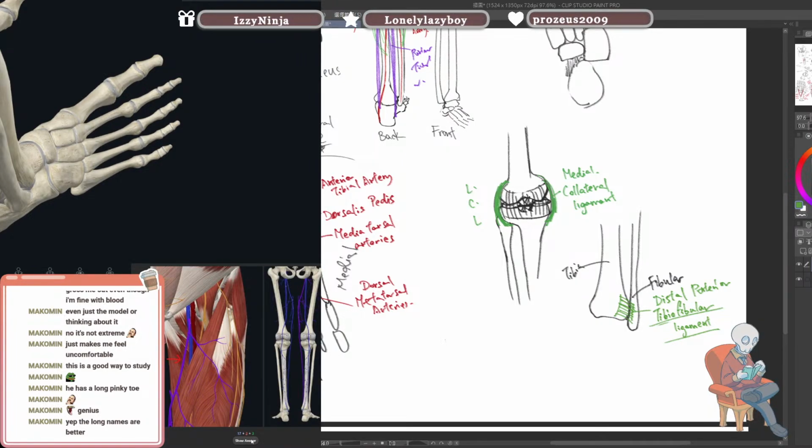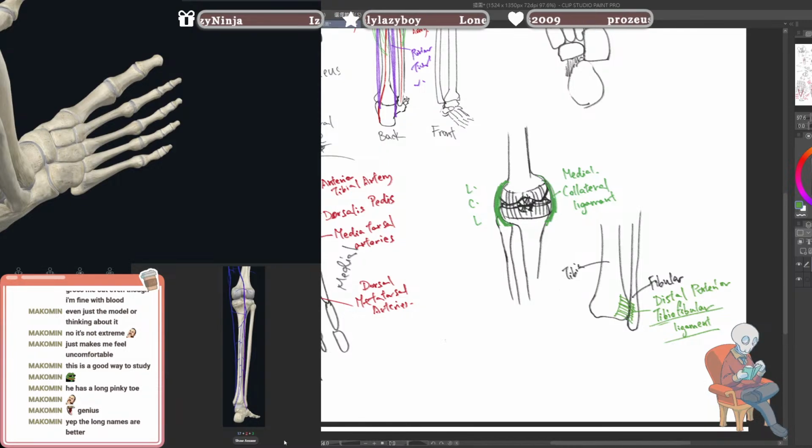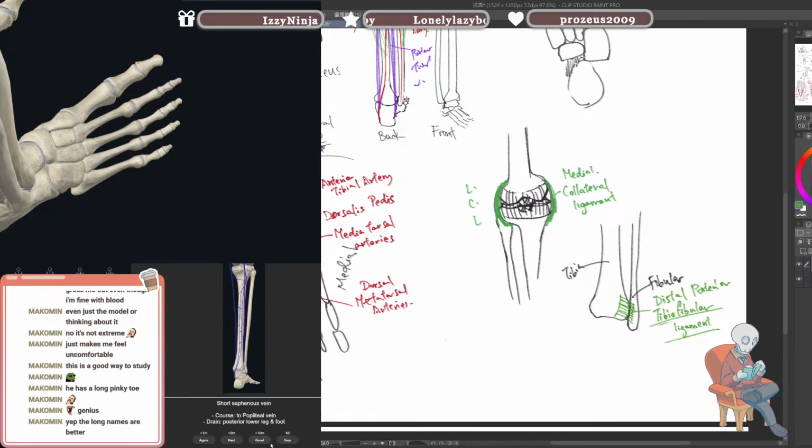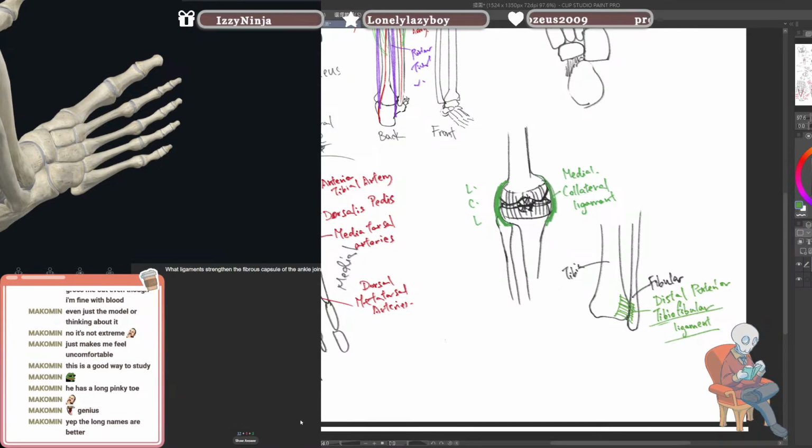Great saphenous vein. Small saphenous vein. I'm sure it is short. What ligament strengthens the fibrous capsule of the ankle joint? Collateral ligament?